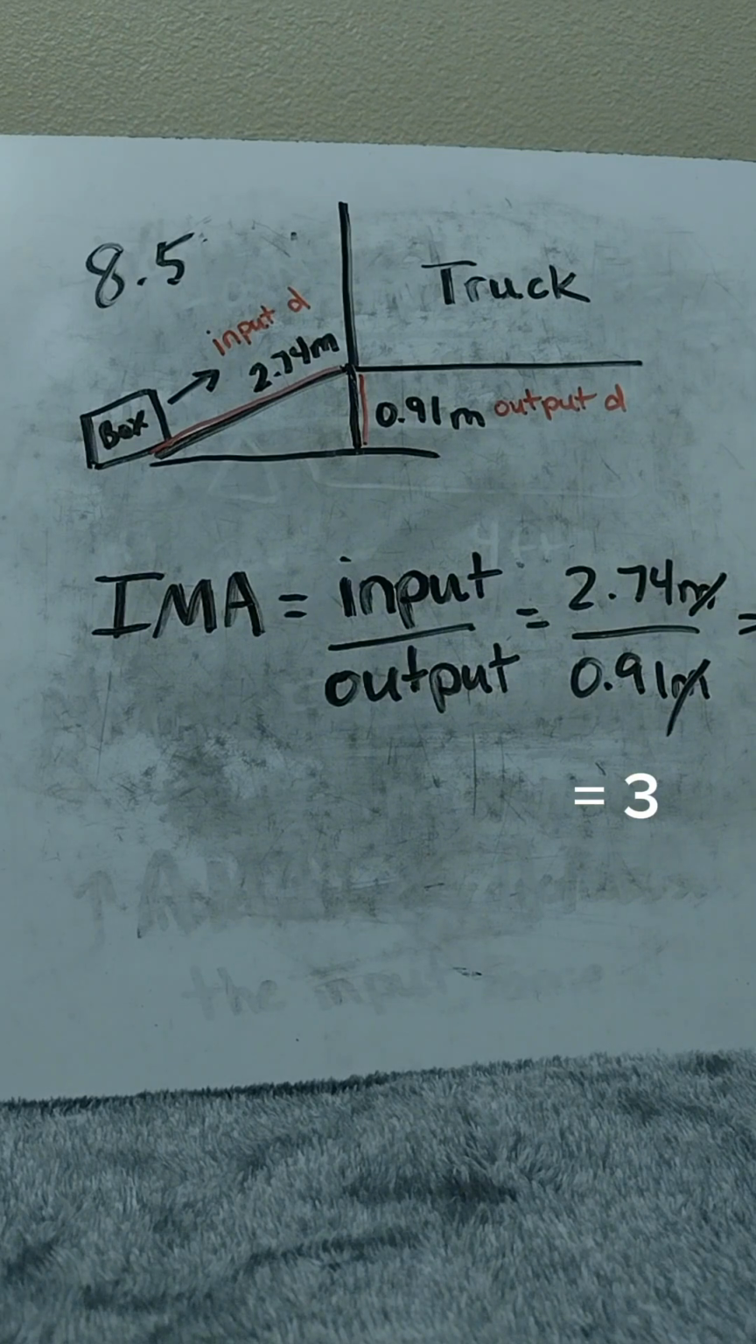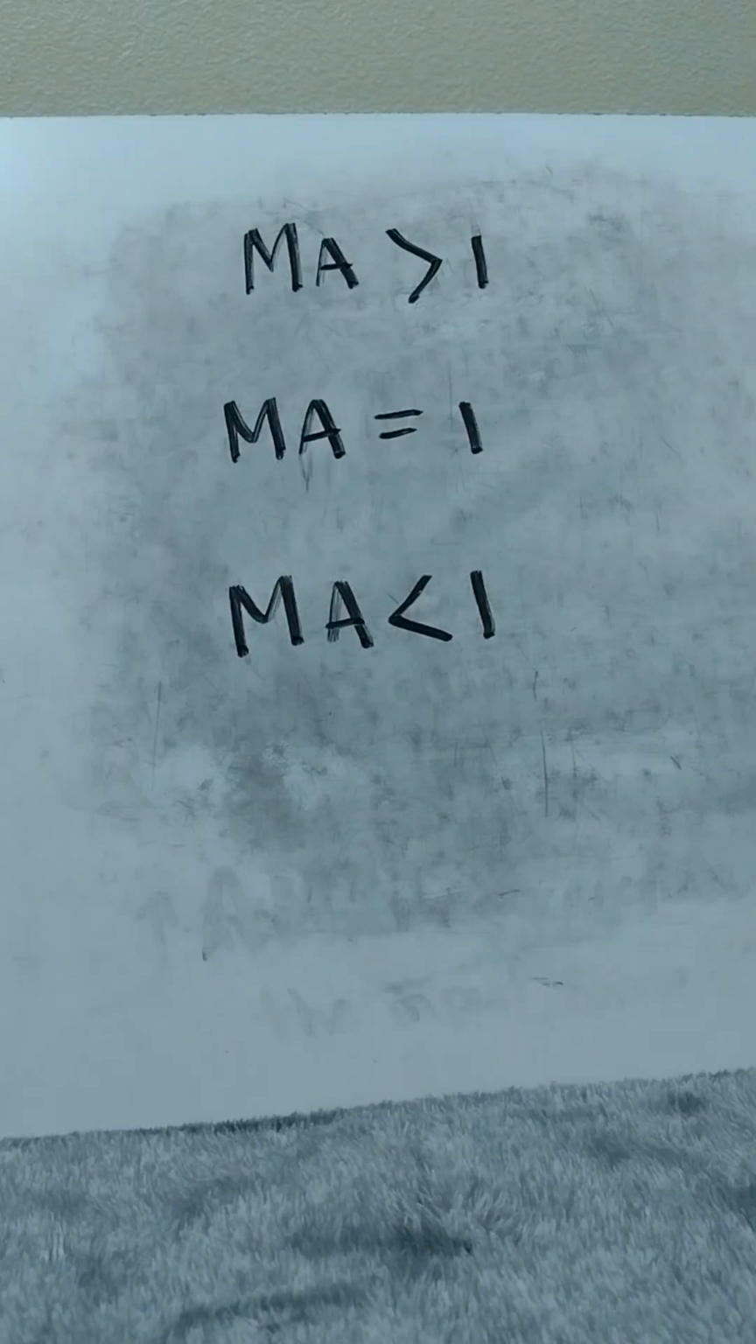There's no units. And that means that the ideal mechanical advantage of 3 means the ramp multiplies the input force by a factor of 3. The man's effort needed to move the box is 3 times less when he uses the ramp. I want you to think about what those numbers mean. A machine with a mechanical advantage that's greater than 1 is useful for making a job easier or faster.